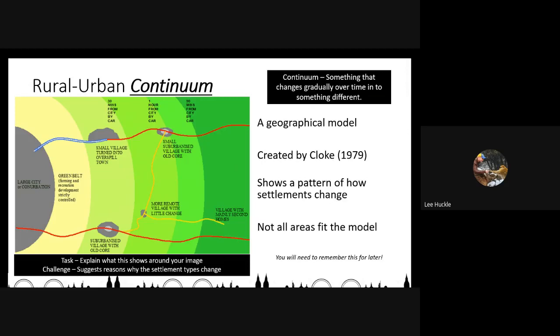Now, don't forget, a model is a simplification of reality. It shows a pattern of how settlements change from one place to the other. Not all areas fit the model, though, and we'd have said that at the time. But a continuum is something that changes gradually over time to something different. So your task was to explain what this shows around the image that you were given, and then suggest reasons why the settlement types change. Why are they different? And the factors that underlie that.